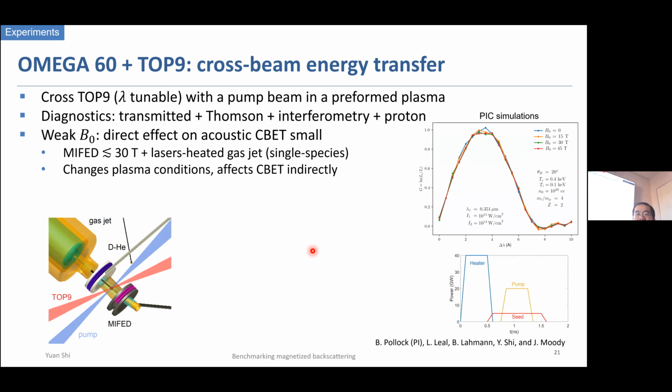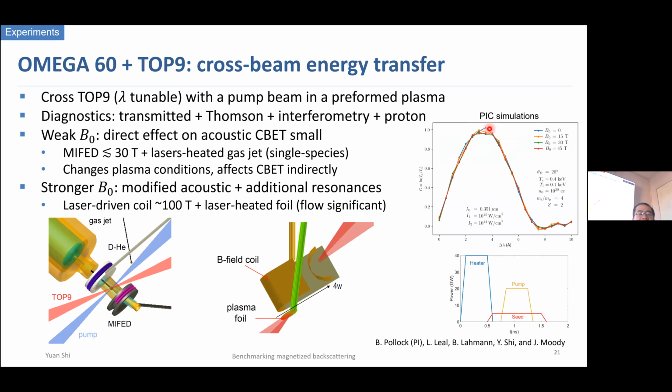If you just have that magnetic field, we expect the acoustic wave mediated CBET is not much affected. But that remains to be measured experimentally, to see if that's the case. What we also want to see is whether there is an additional resonance, for example from the Bernstein waves. For that purpose, we need a much larger B field.